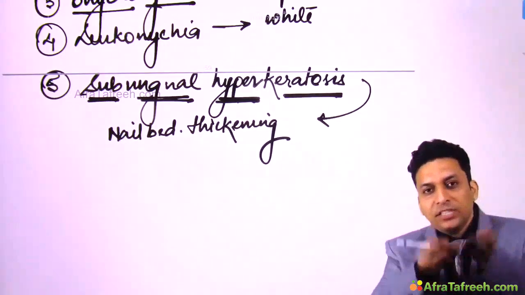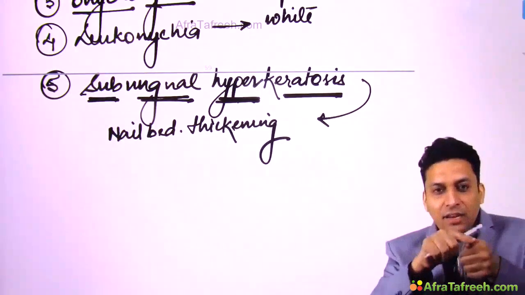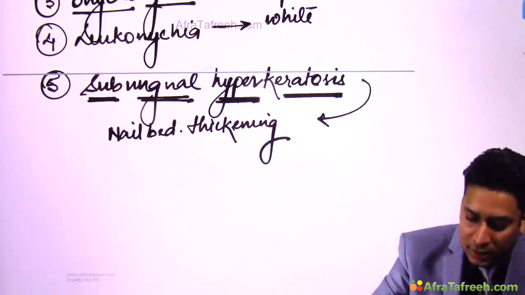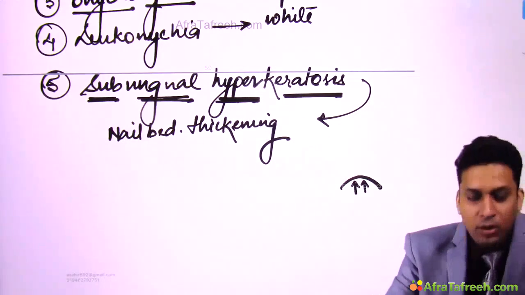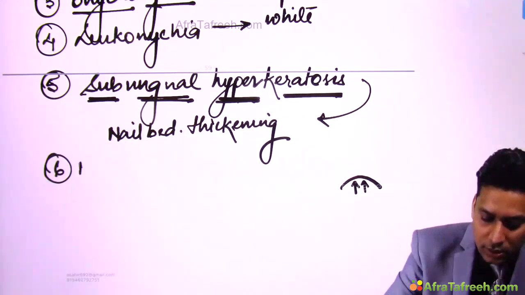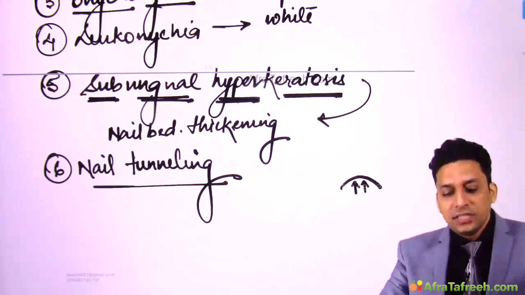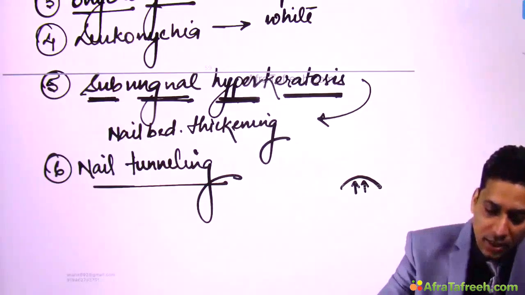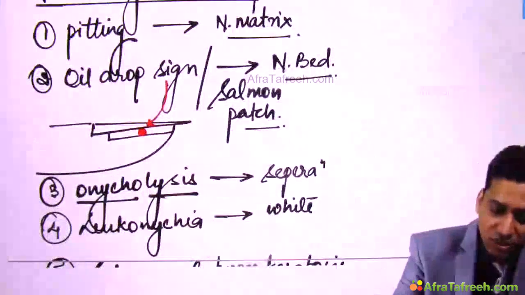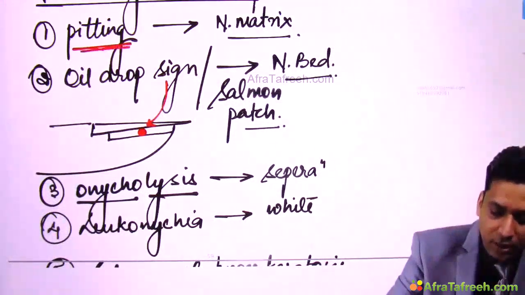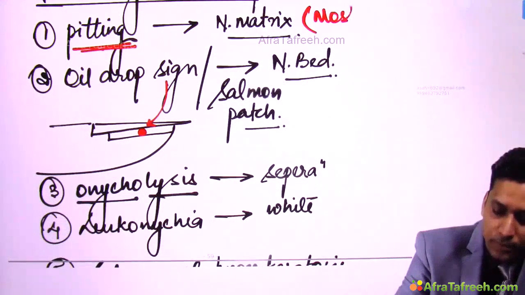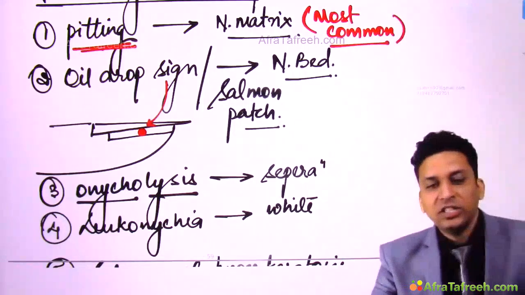So when the nail plate is pushed upwards, what happens? This flat nail will appear like a tunnel, isn't it? The nail will appear something like this because of the thickened nail bed below. So this is known as nail tunneling. All these are the nail changes seen in psoriasis. Psoriasis presents with multiple nail changes. The first one I told you is pitting. Pitting, also remember, is the most common nail change of psoriasis.